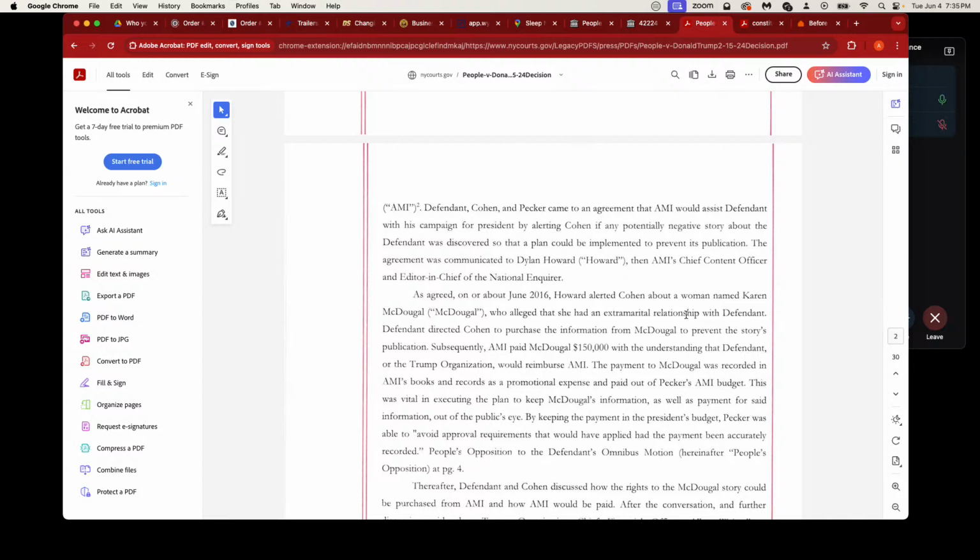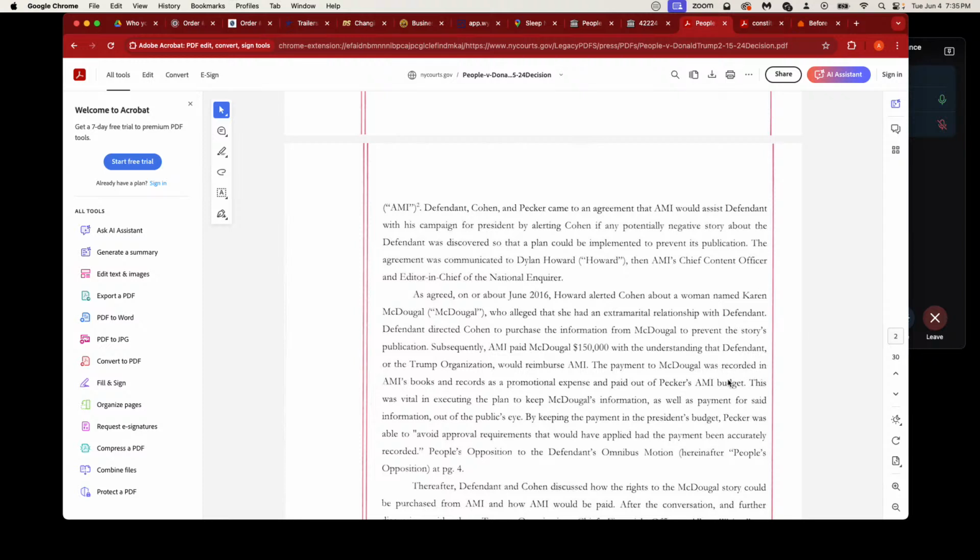As well as payment for said information out of the public's eye. By keeping the payment in the president's budget, Pecker was able to avoid approval requirements that would have applied had the payment been accurately recorded. So yeah, this is to me a legitimate reason for bringing a case, but there's a lot of people involved here.